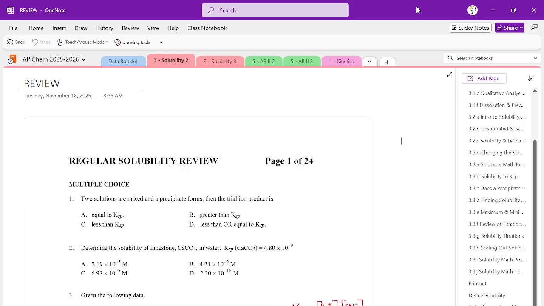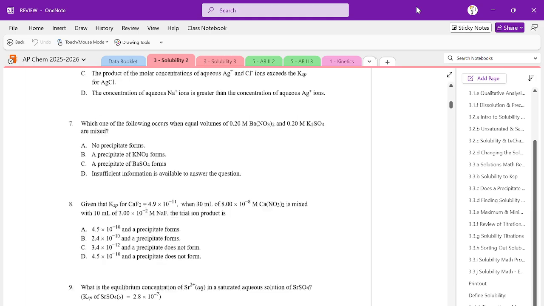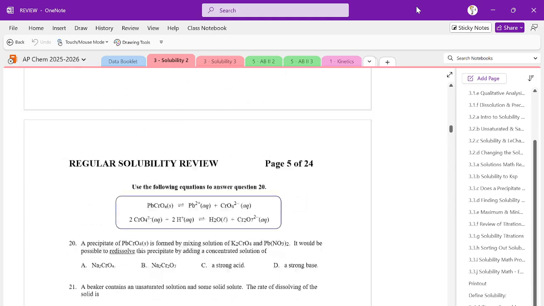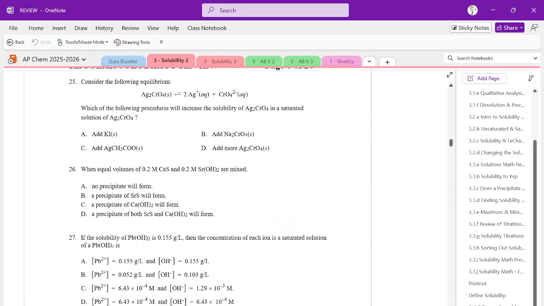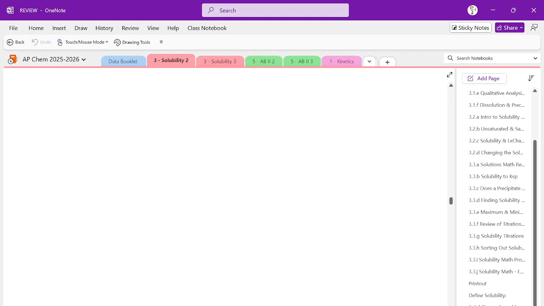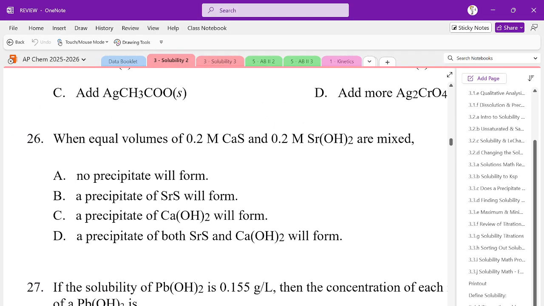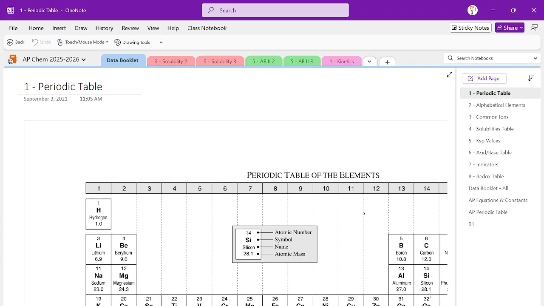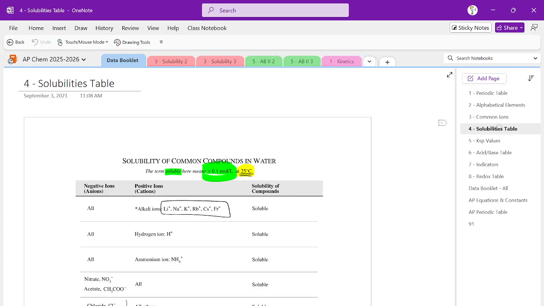Question 26. When equal volumes of calcium sulfide and strontium hydroxide are mixed, we need to know what happens with calcium and hydroxide and strontium and sulfide. So let's go to here.